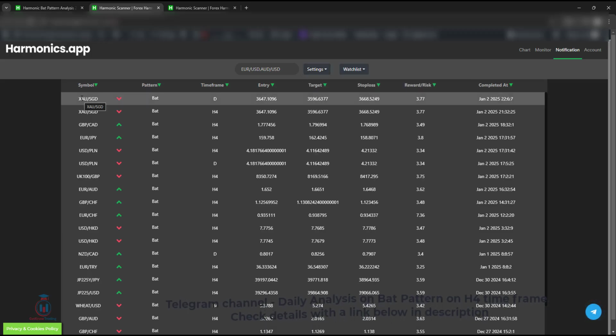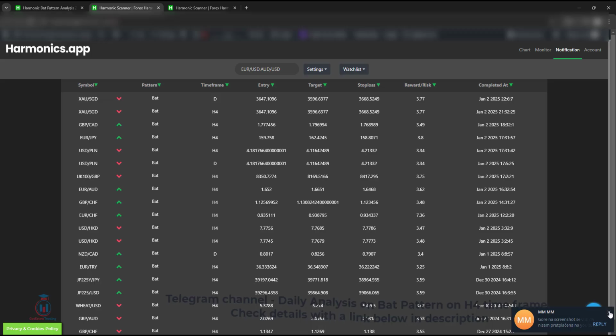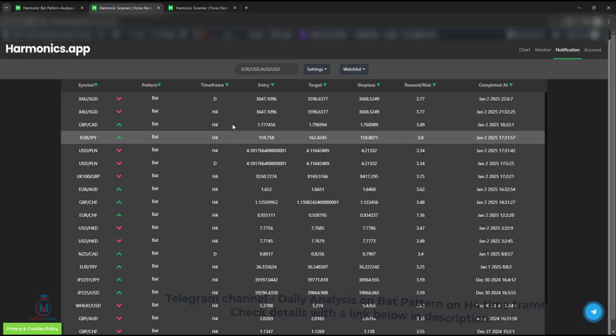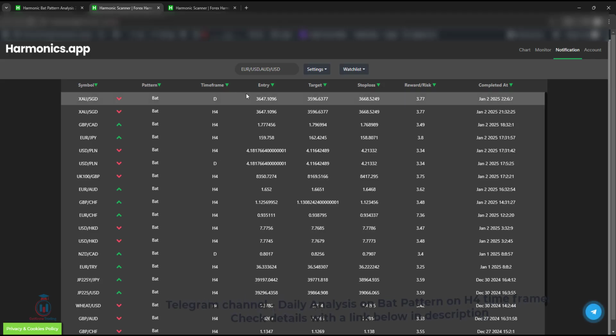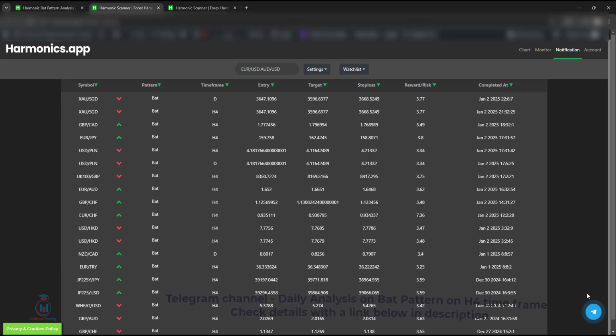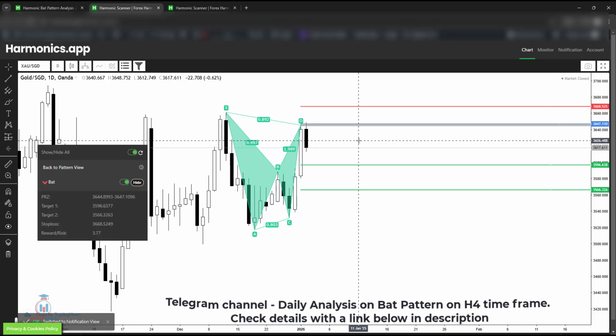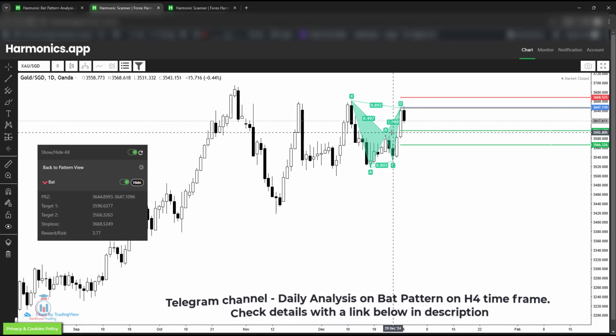So when the Harmonic SAP scanner detects any kind of bat pattern on this symbol on a different time frame, it will be listed here and immediately send me a notification on Telegram on my mobile phone. So when I click on it, I will go to the chart and we'll see how this bat pattern looks.